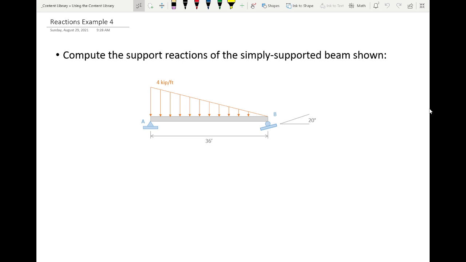What, this? Yeah, that's a good question. This is 20 degrees. That's inclined.